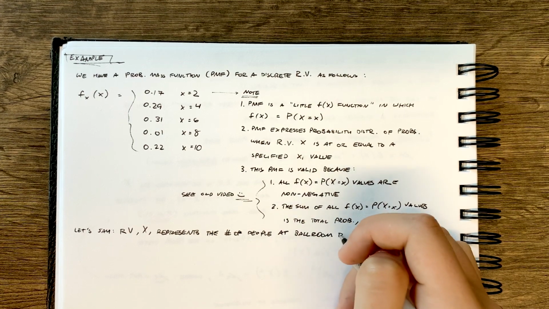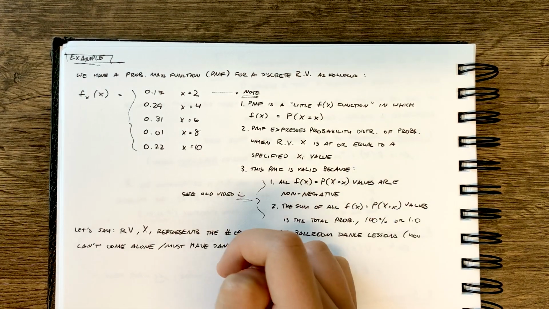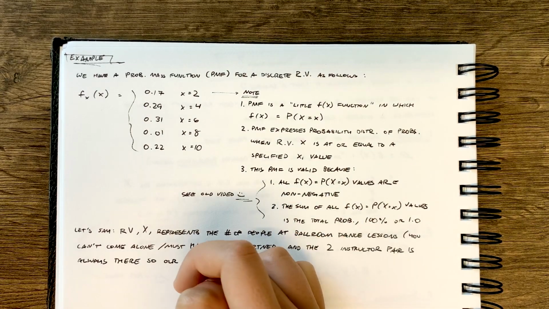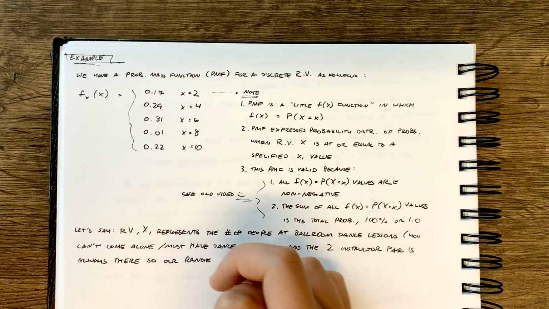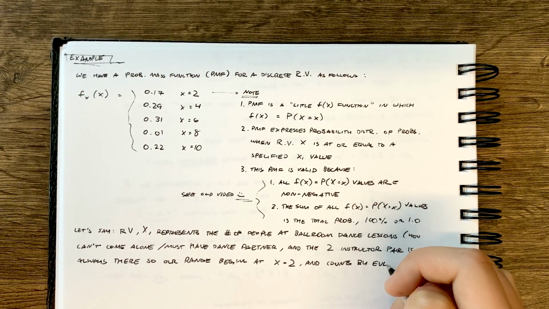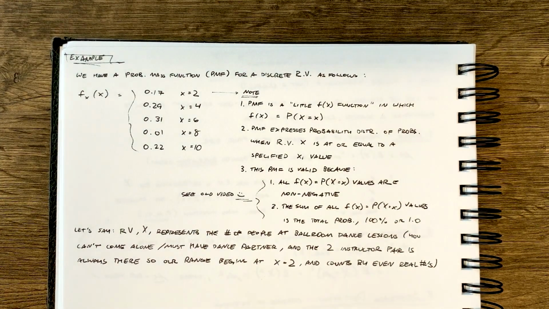So to make this more of a realistic example, let's say that our random variable x represents the number of people at ballroom dance lessons, where you can't come alone, you must have a partner, and the 2 instructor pair is always going to be there. So our range begins at 2 and it counts up by even numbers all the way to 10, which is the total capacity for our ballroom dance class.